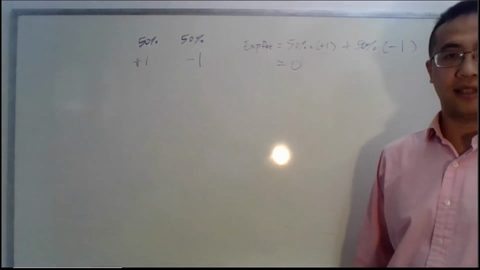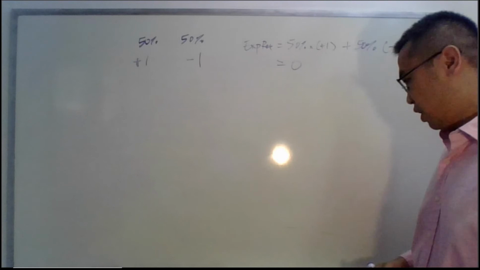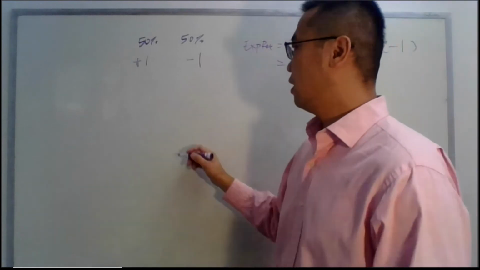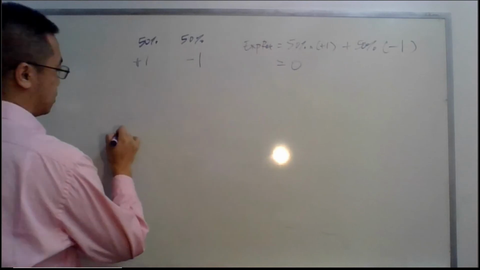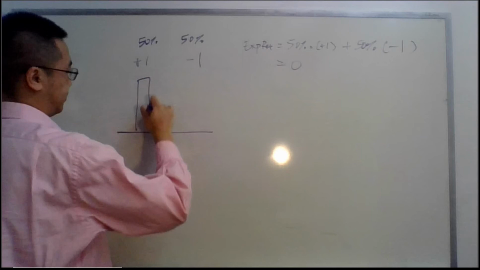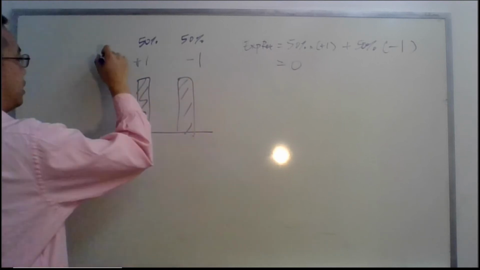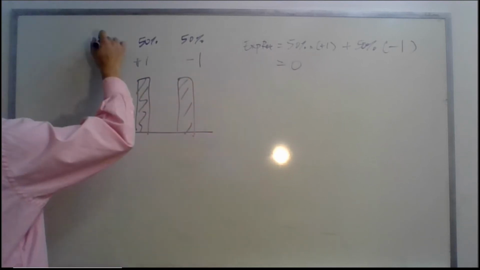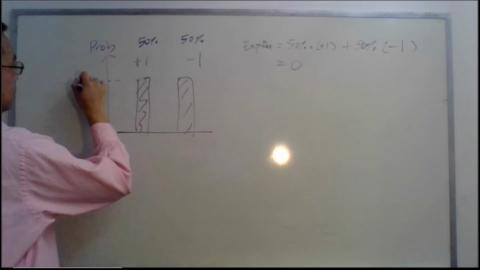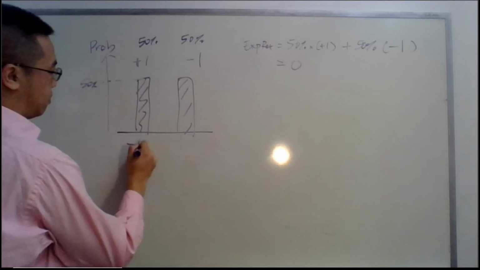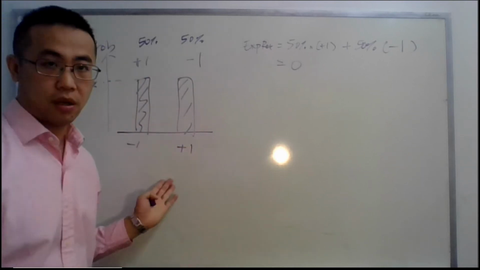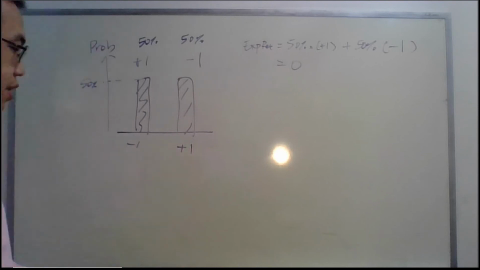And if you look at the distribution chart, it is more likely to be this. So this is your chart. The probability here is 50, and here is a -1, here is a +1. All right, so that's going to be your distribution chart.